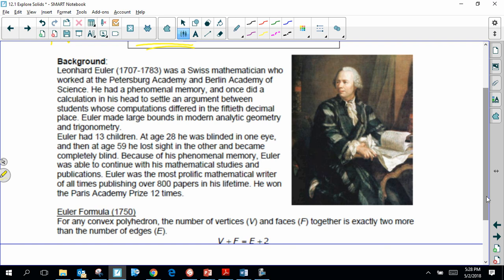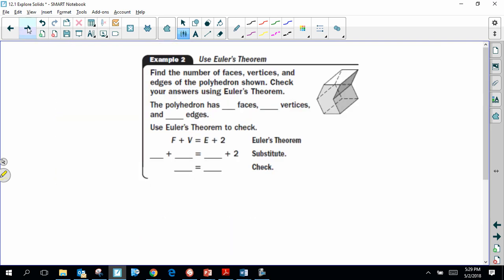But the Paris Academy is something that was founded by mathematicians, scientists, and philosophers that would talk math, science, and philosophy, and encourage growth and try to bring renown to their field of study. But anyway, moving on, that's how we're going to use Euler's theorem.